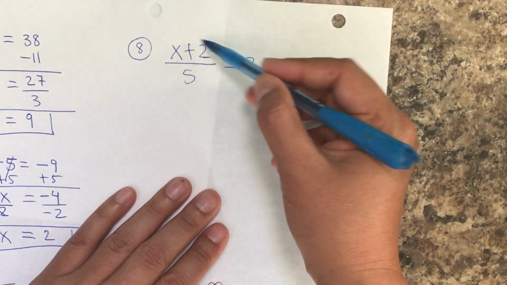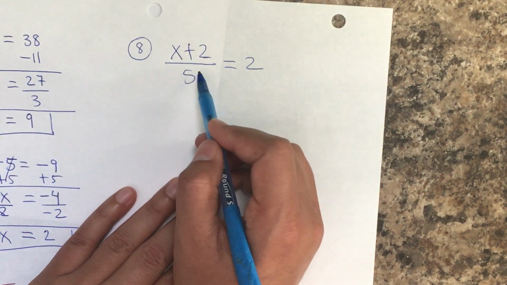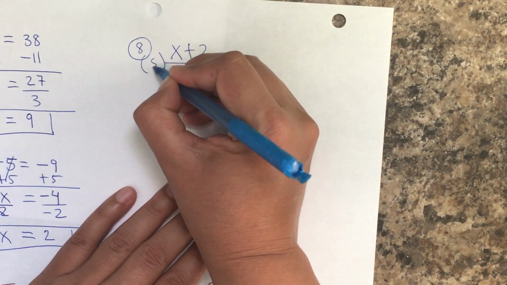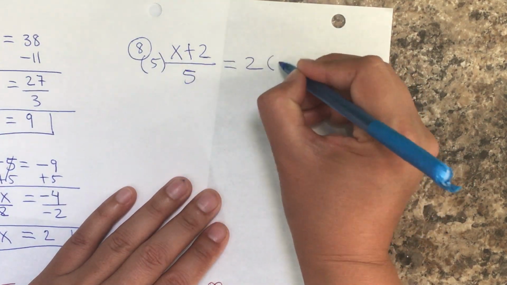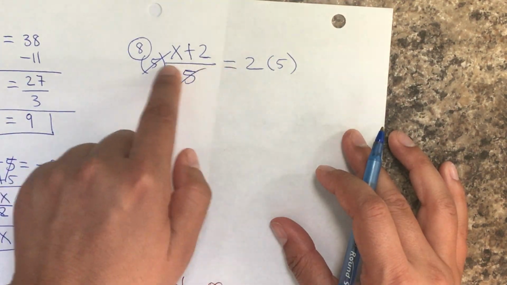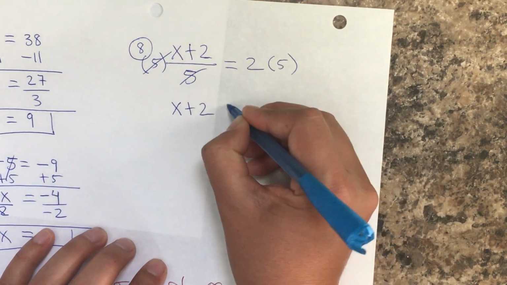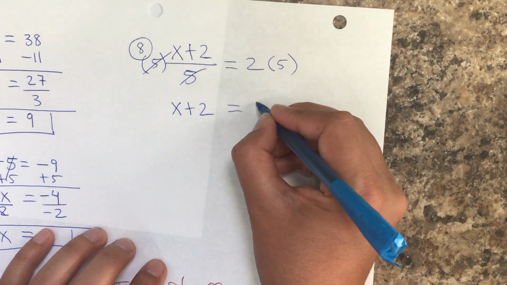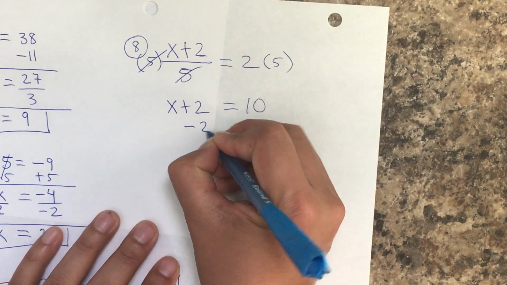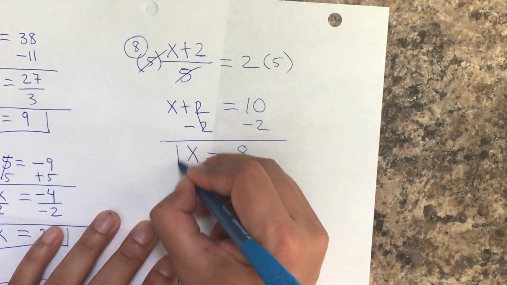So in here, I cannot get rid of the plus 2 at the beginning because it's being shielded by the divided by 5. The first thing that I'm going to get rid of is, if I'm dividing by 5, the opposite is to multiply by 5. Es como un escudo. This is like a shield, and that's why you get rid of that first. Okay? So x plus 2 equals 2 times 5, which is 10. And if I'm adding 2, the opposite is to subtract 2. And so the value of x is equal to 8.